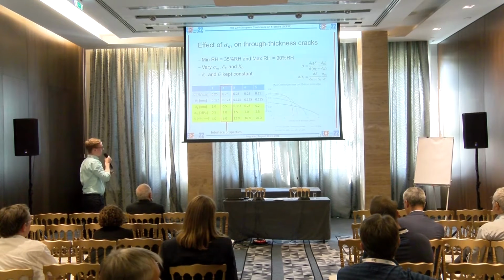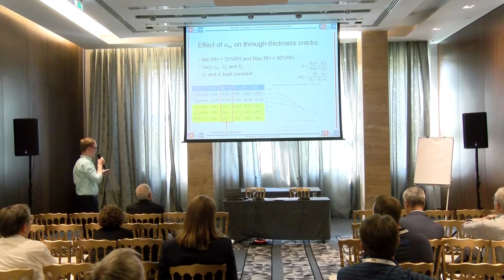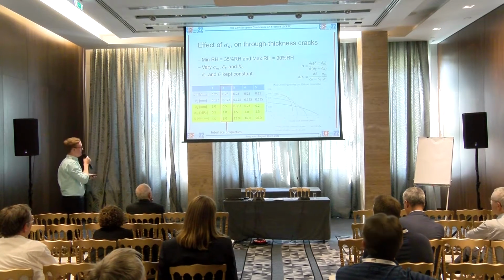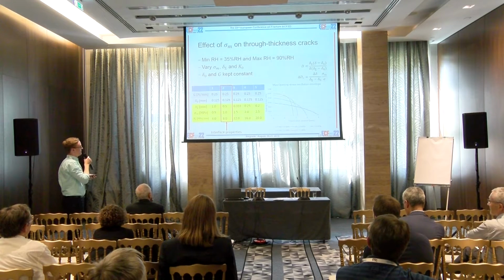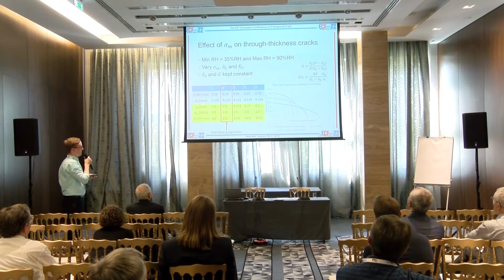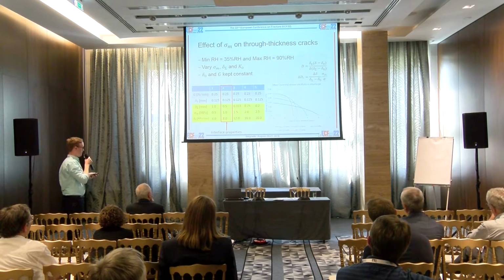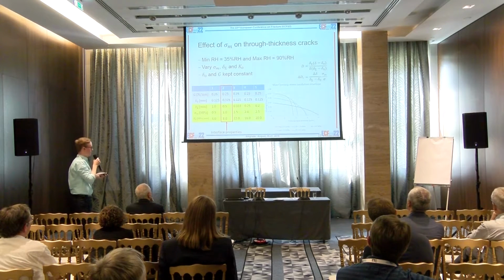If we increase sigma m by 50%, we see a decrease in the time to first crack of 14%, and as we increase sigma m to 2, this decreases the time by 26% compared to the base case, and then the last one decreases it by 40%.